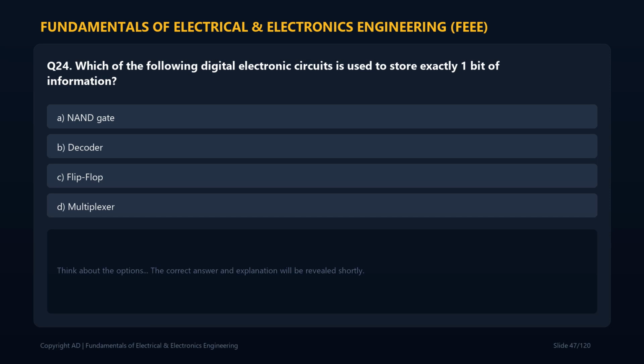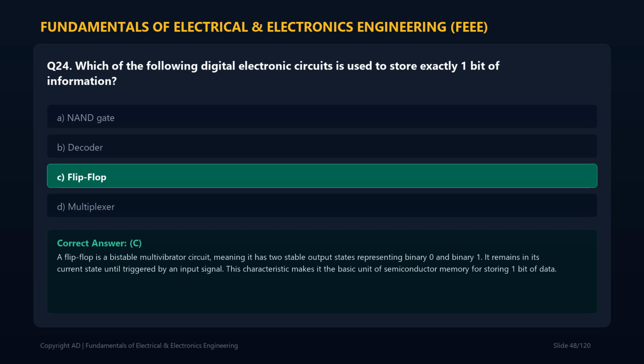Question 24. Which of the following digital electronic circuits is used to store exactly 1 bit of information? Option A, NAND gate. Option B, decoder. Option C, flip-flop. Option D, multiplexer. The correct answer is C, flip-flop.